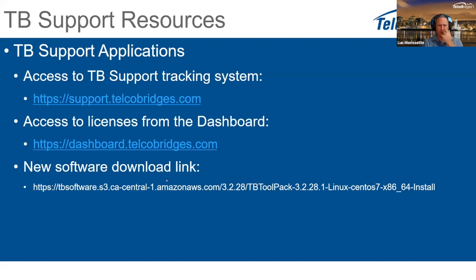And then the software download links. That's if you need to upgrade the system. We now host it on Amazon S3. So you can see the version here, and you download that file. It's called TB Toolpack with the version name. And then you can just upload it on the system to activate the new configuration.